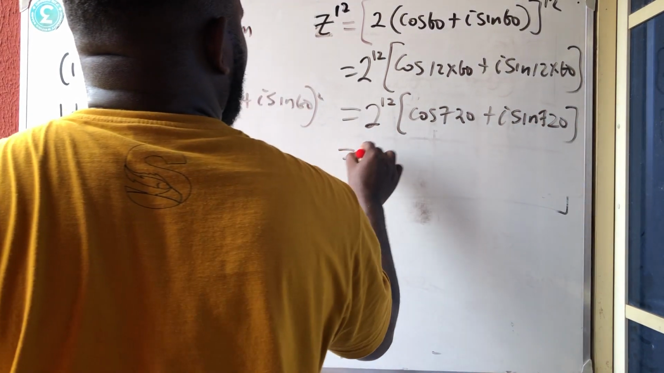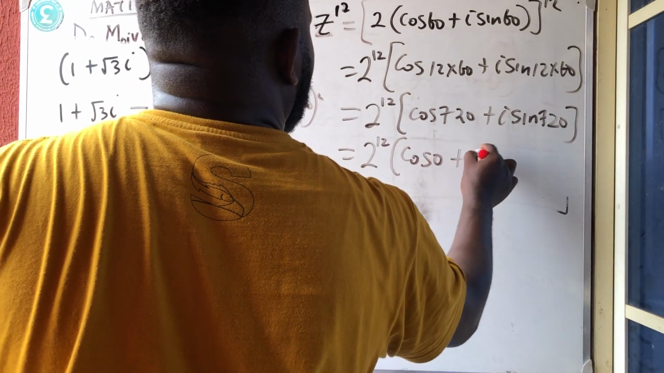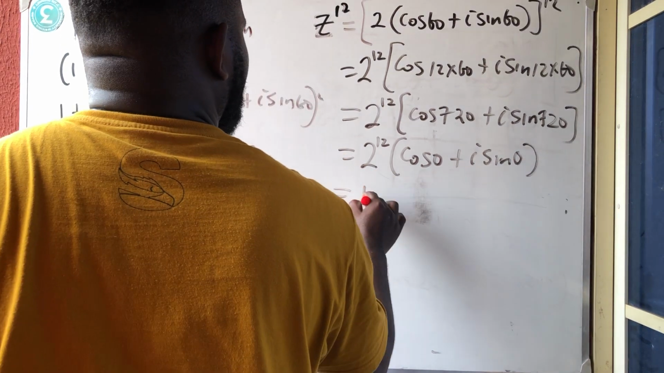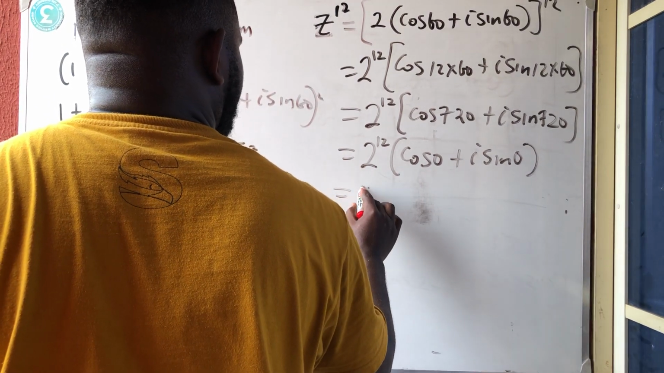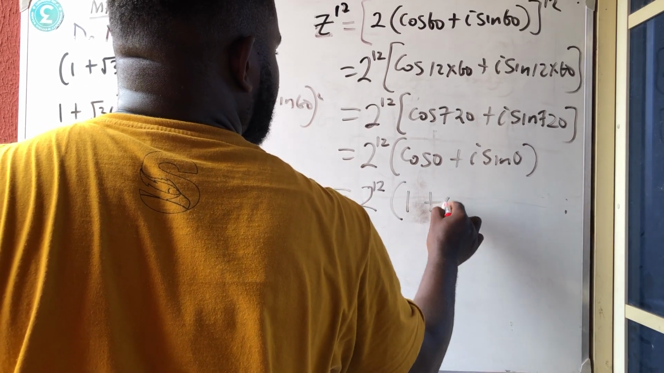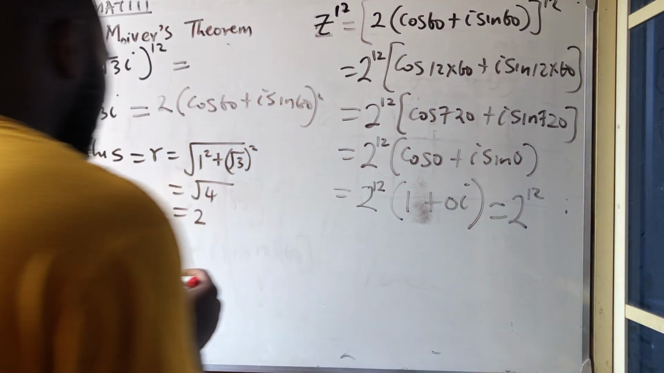So which gave us 2 raised to power 12 bracket cos 0 plus i sine 0. So which gave us 2 raised to power 12 in bracket of 1 plus 0i. And our final answer is still 2 raised to power 12. You see, we got the same thing.